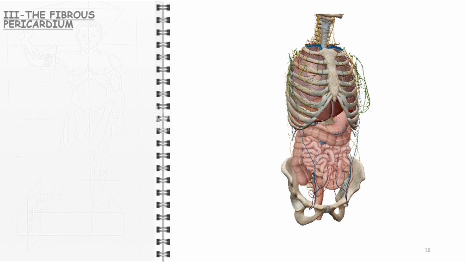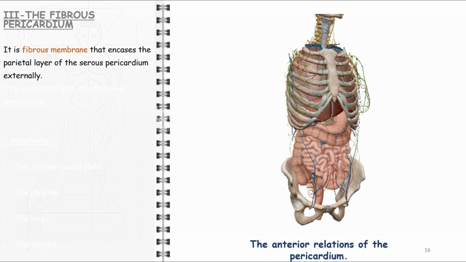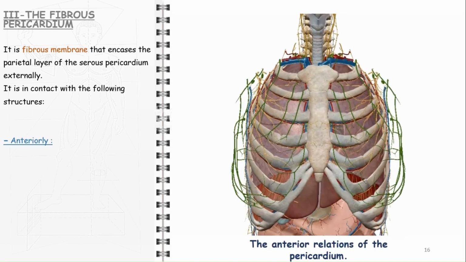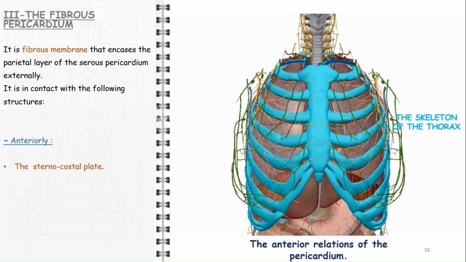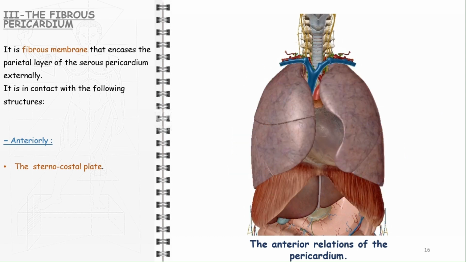This term refers to a fibrous membrane that encases the parietal layer of the serous pericardium externally. The fibrous sac is in contact with the following structures. Anteriorly, it is adjacent to the sternocostal plate, separated from it by the lungs and pleurae, and the thymus.